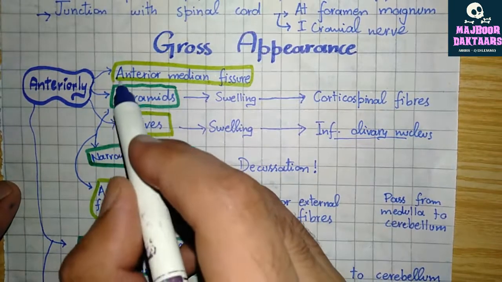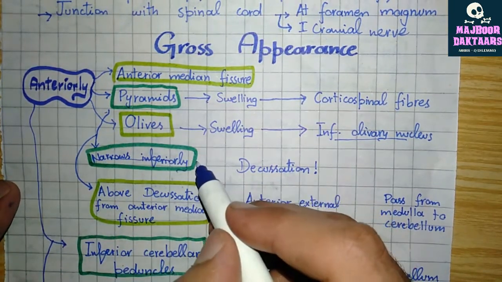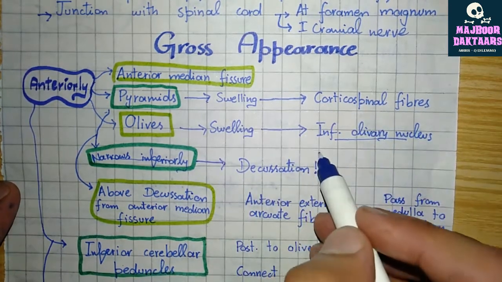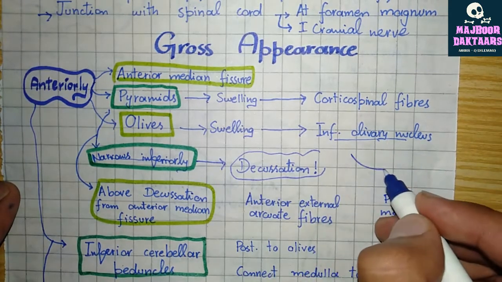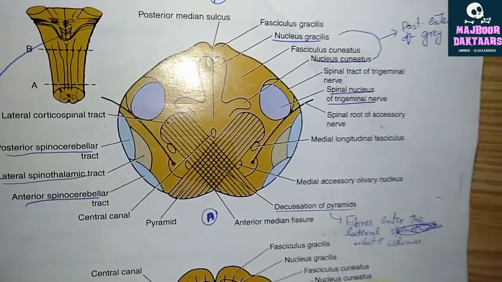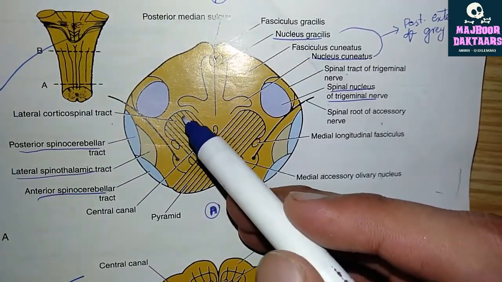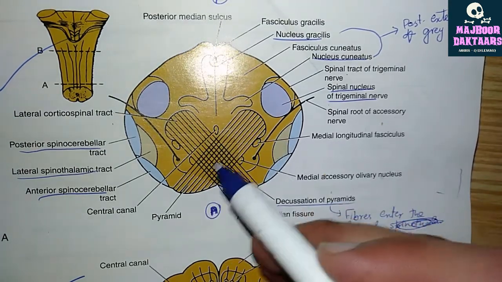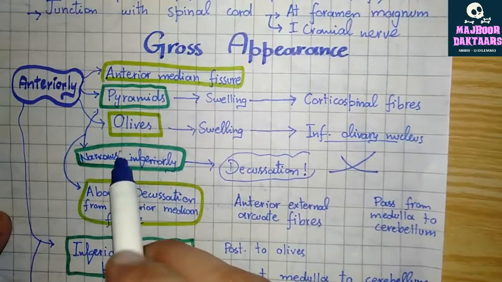Now, talking about the pyramids, the pyramids narrow inferiorly because this is the point where the fibers of the corticospinal tract decussate. Decussation means the fibers on the right side move to the left side while the fibers on the left side move to the right side. Here in the cut section, you can see that the corticospinal fibers move from right to left and left to right. This is the point of decussation.